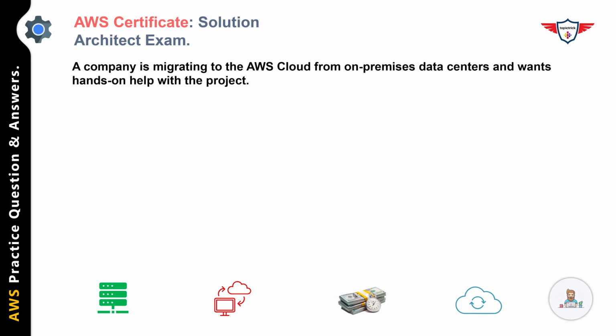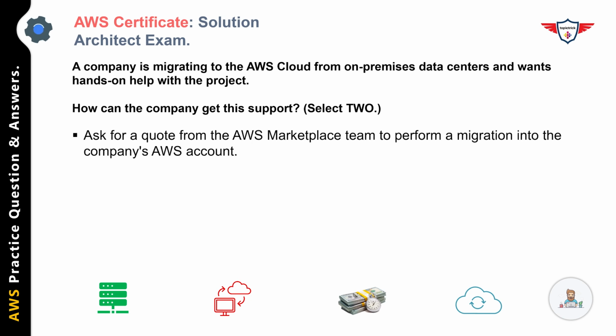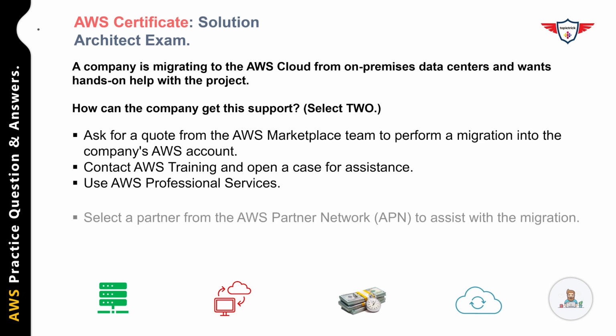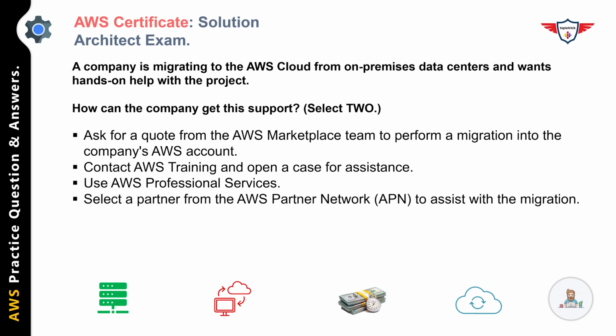A company is migrating to the AWS cloud from an on-premise data center and wants hands-on help with the project. How can the company get this support? And you have to select two correct answers. Your options are ask for a quote from the AWS Marketplace team to perform a migration into the company's AWS account, contact AWS Training and open a case for assistance. Third one is use AWS Professional Services. Then select a partner from the AWS Partner Network, that is APN, to assist with the migration.